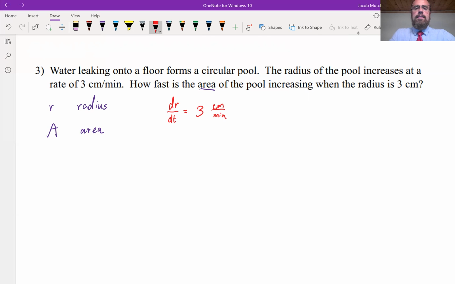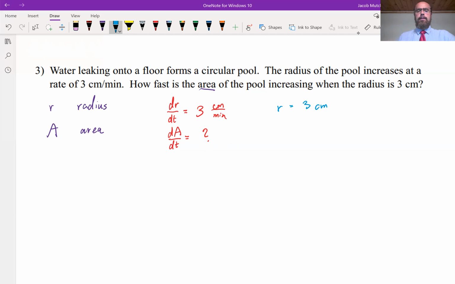The question is asking how fast is the area of the pool increasing, and what that implies is I'm looking for the value of dA/dt, the change of the area as time changes. So as I set up an equation and take the derivative, I'm looking for dA/dt. And lastly, I have the detail that the radius equals 3 centimeters at the instant when we are looking for that dA/dt.